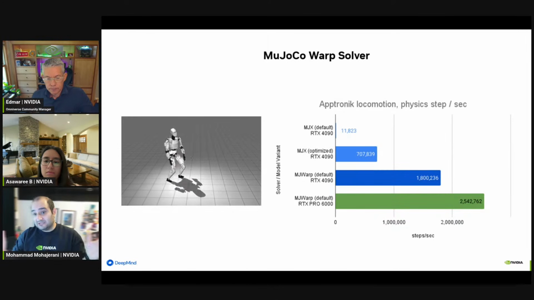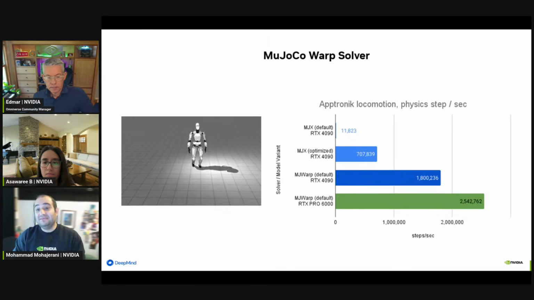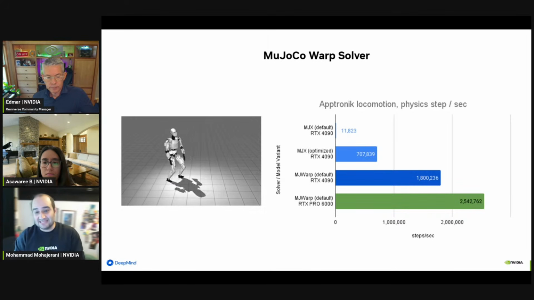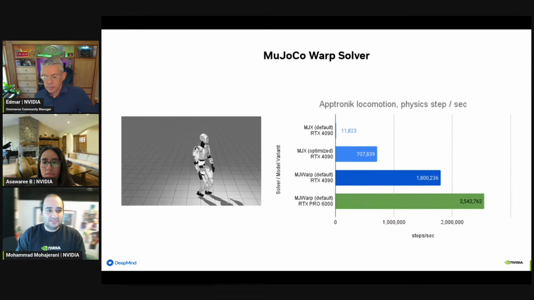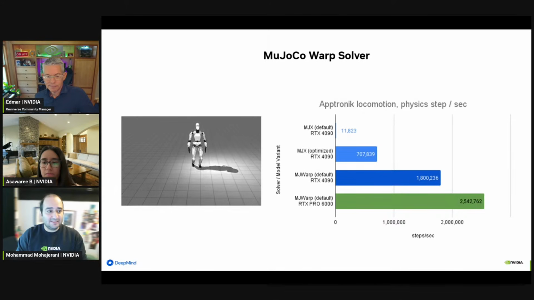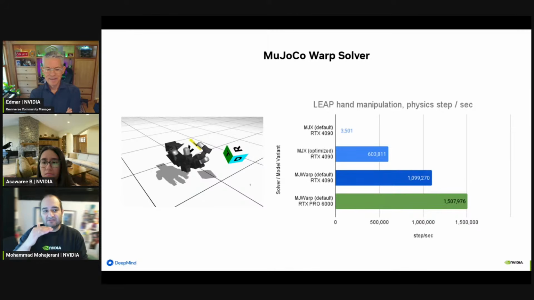This will allow you, on the same compute and with the same memory, to scale many more environments for, let's say, RL training. So that's why this speed up is very powerful. This is an Apptronik locomotion task. You see the physics steps per second in this benchmark, which has been done recently. And then here's a dexterous manipulation task for a LEAP hand manipulating a cube. Here you see more orders of magnitude, hundreds and 200s of speed up, comparing the default of MJWarp with MJX, which is pretty impressive.